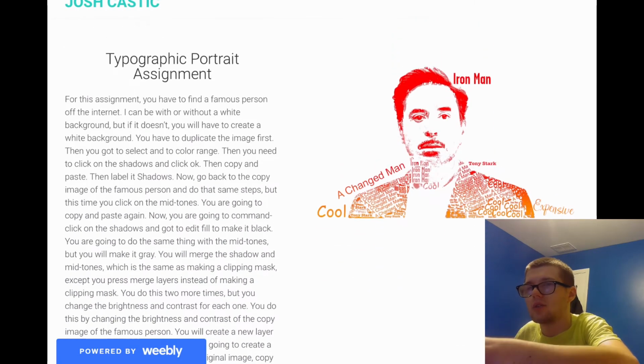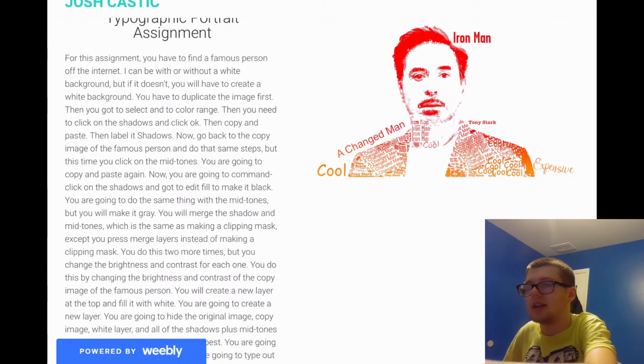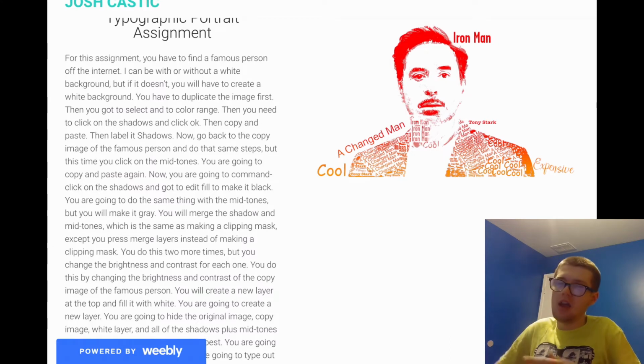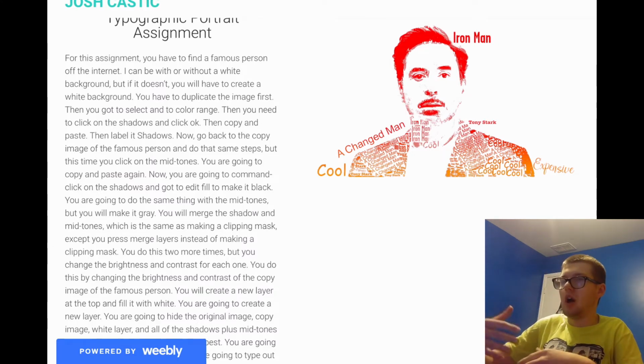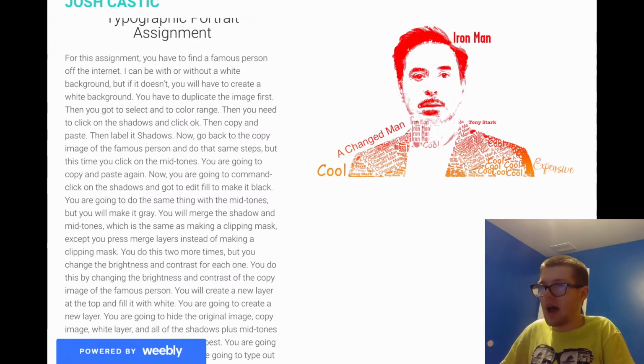This was another cool assignment we had to do with Photoshop, which I did with Tony Stark, Robert Downey Jr. It's kind of a mix of Tony Stark. I think it's supposed to be Robert Downey Jr., but because I have here "a changed man", if you understand Robert Downey Jr.'s past and understand a little bit of that, you would know what that means.